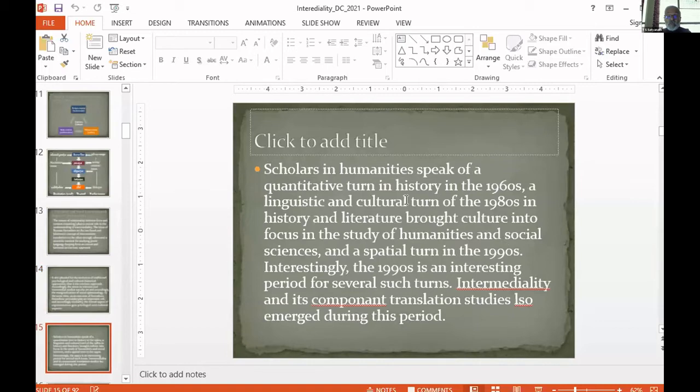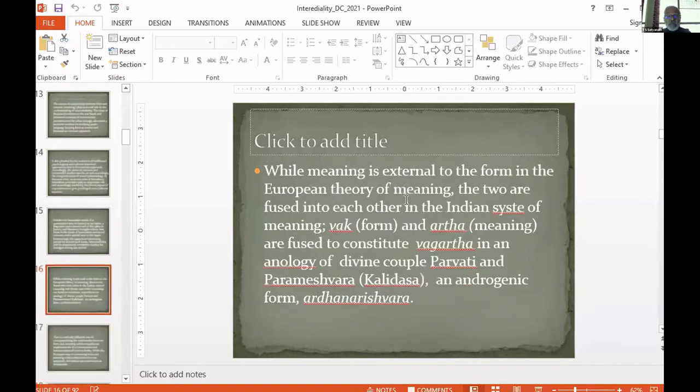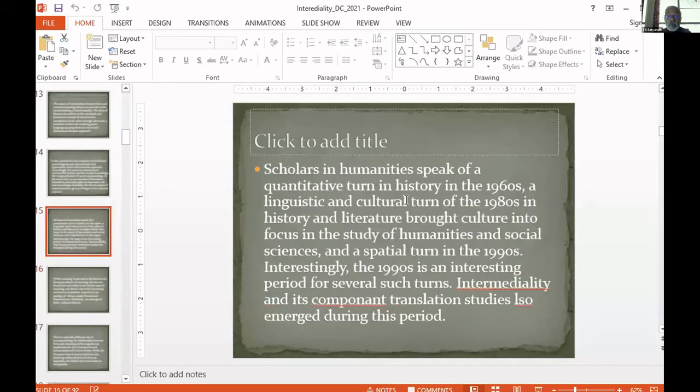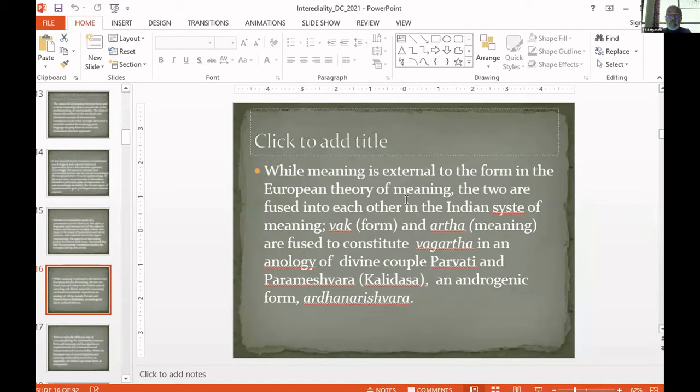I have told this, the scholars in humanities speak of a quantitative turn in history, so I will skip that. While meaning is external to the form in the European theory of meaning, in linguistics, the semantics is always external to the three building blocks of phonology, morphology, and syntax, which yield into each other. And it is via the lexicon that the meaning is brought in. This has created a problem for a variety of understandings, including artificial intelligence, where a dictionary is created to get the meaning from that. And let us not go into that.